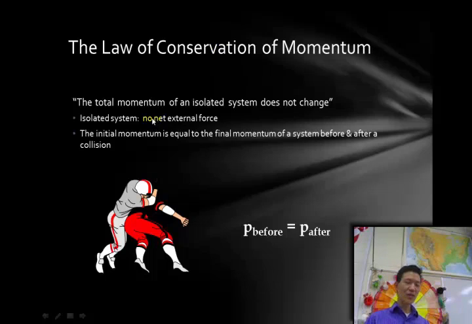So an isolated system we can define as not having an external force. So it doesn't mean that there's no forces. There's just no external force. So the initial momentum before a collision is equal to the final momentum after the collision for all the objects involved. And there's a whole bunch of famous examples.